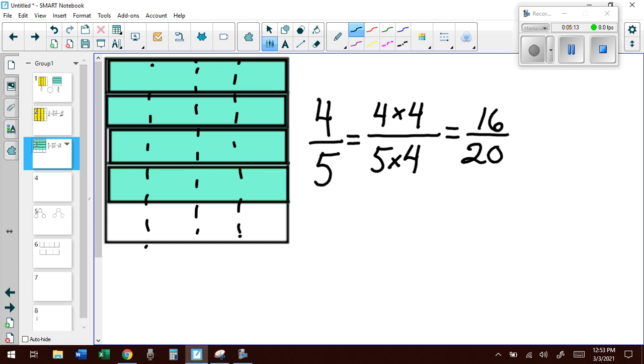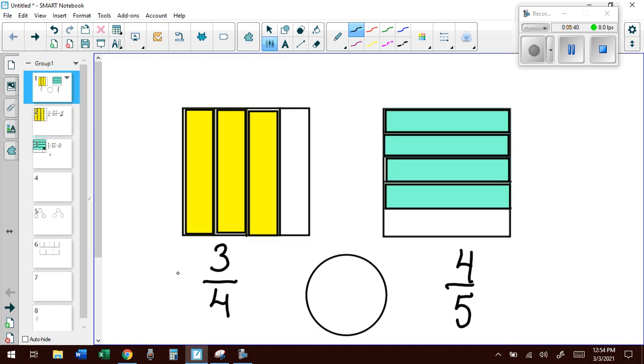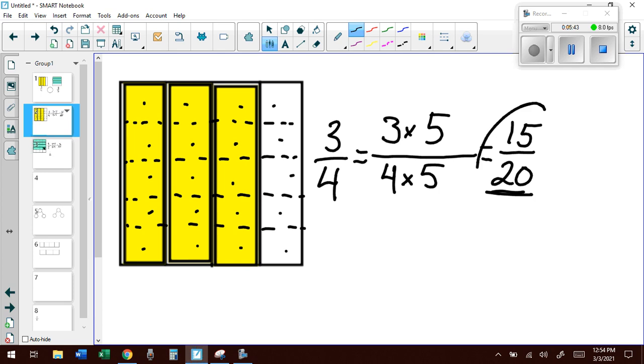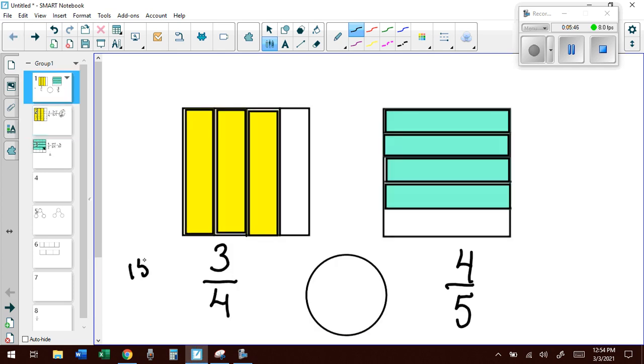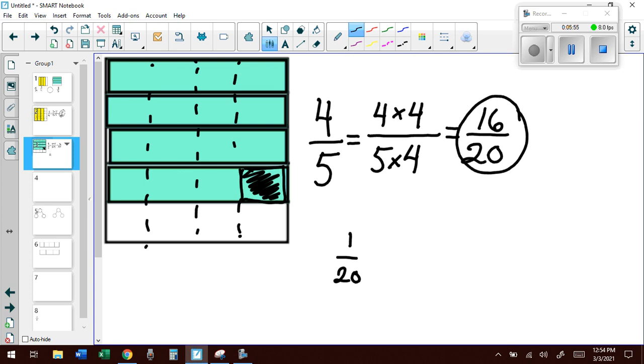Now before we move on, what is my unit fraction here? Remember that the phrase unit means just one. So if I took out just one of these, what is this right there? 1/20th. So I've used those units to count up to 16. When we go back up to here, we found that 3/4 is equivalent to 15/20. And we found that 4/5 is equivalent to 16/20.